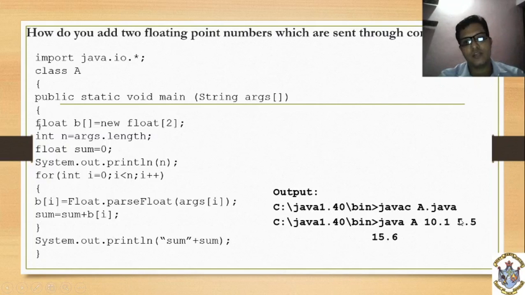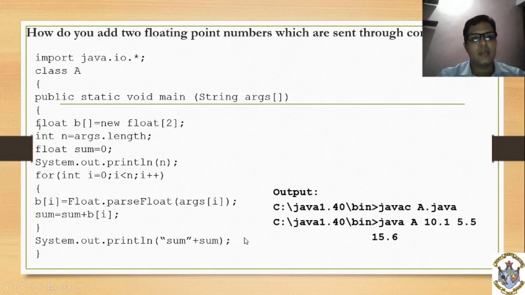How many arguments am I supplying? Two arguments. Whenever I supply these values to the arguments, they are taken as strings, but I am getting the arguments length as 2. Got it? Whenever I want to process, at that time this string is forcefully converted into float. So this string 10.1 is converted from string to float and stored in the location b of 0. Afterwards you are displaying this value, processing this statement.